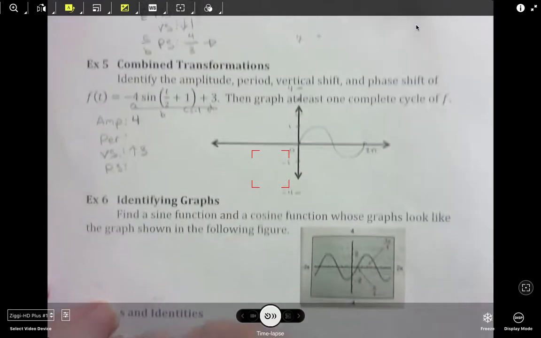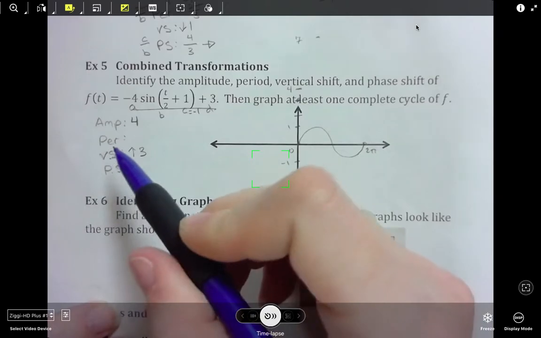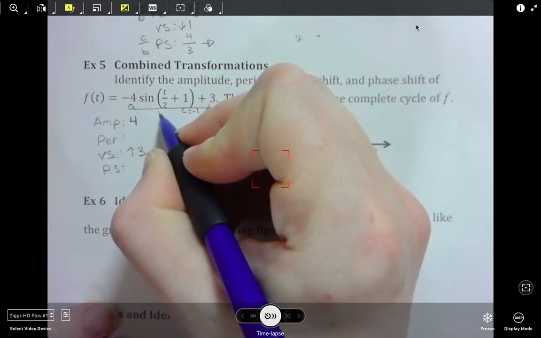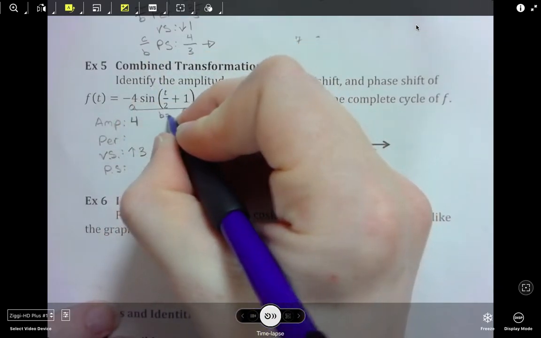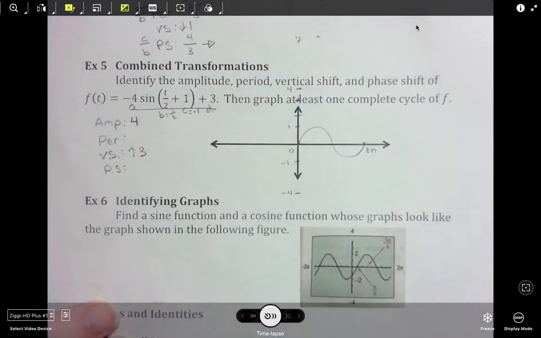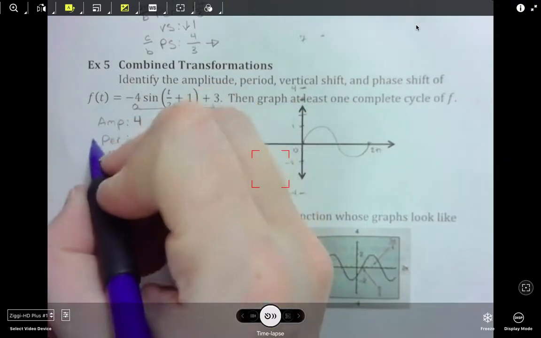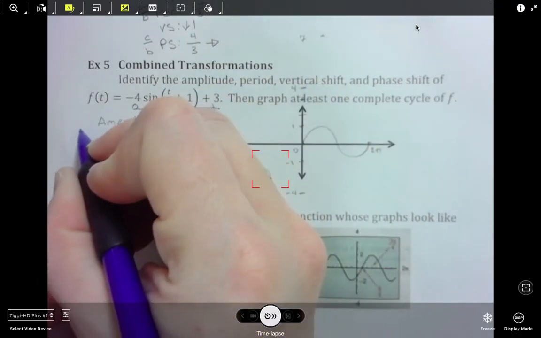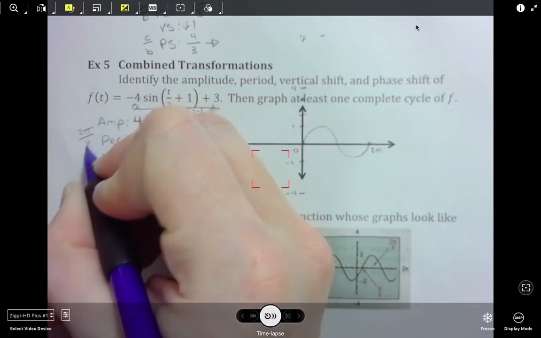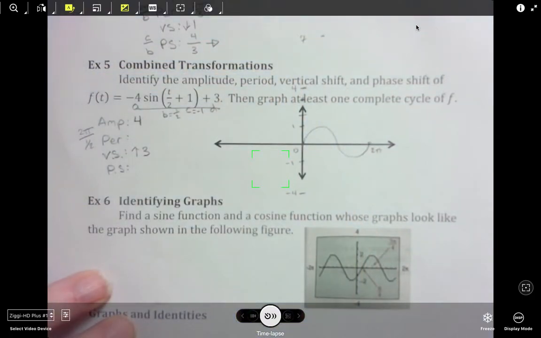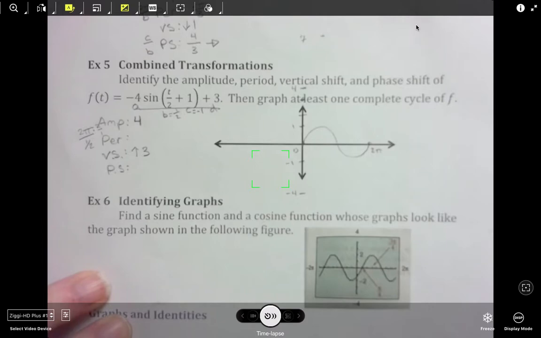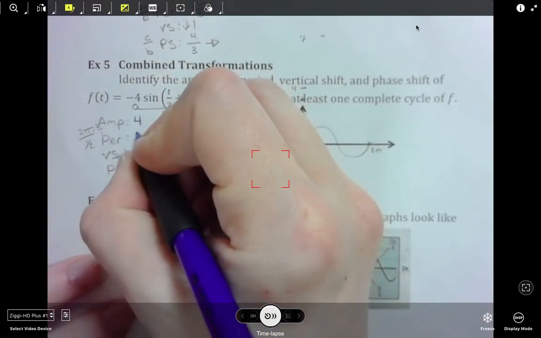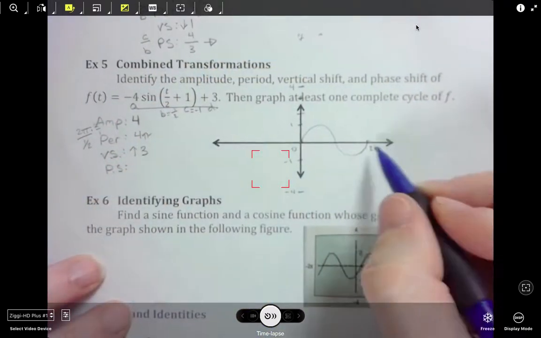Okay, period has to do with that b value. t over 2 means that my b value is 1/2. That's like saying 1/2 t. So period is 1/2, or b value is 1/2, and so I do 2 pi divided by 1/2. If I flip that, that'd be 2 pi times 2 over 1, and 2 pi times 2 over 1 is 4 pi. So now my period is twice as long.